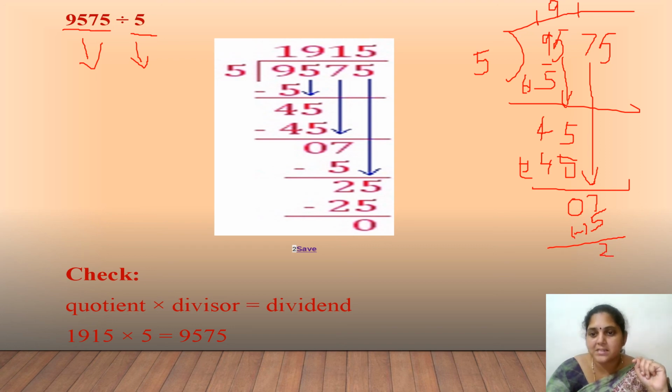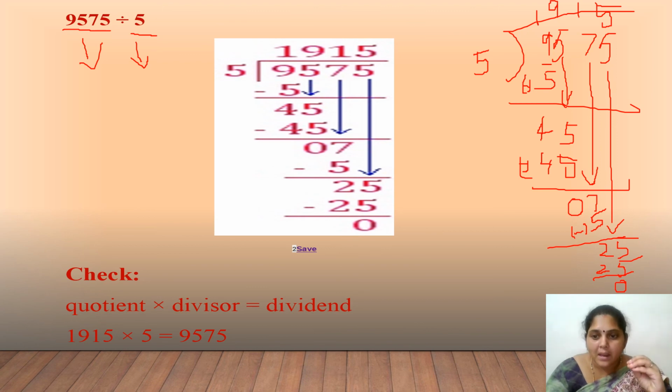Now 2 is less than 5. What you have to do? Bring down the number 5. When you are bringing down the number, it is 25. So what is the nearest number for 25 in 5 table? 5 5s are 25. What will be your remainder now? Your remainder number is 0. So your division is completed. No other numbers are left on the top dividend number and your remainder became 0.